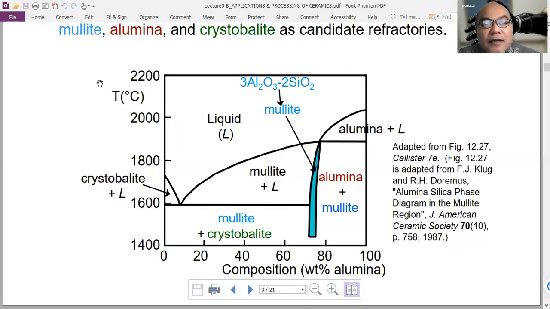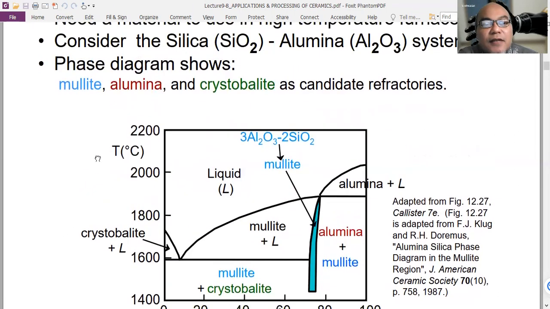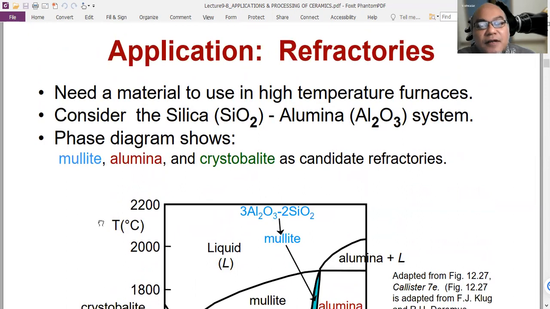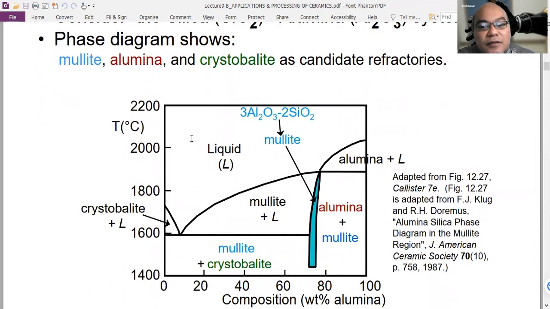So, for example, here, if we would like to have a very high temperature furnace, we can use mullite, alumina and mullite, or cristobalite composition, as candidate refractories, because they can endure temperatures as high as 1,600 degrees Celsius.